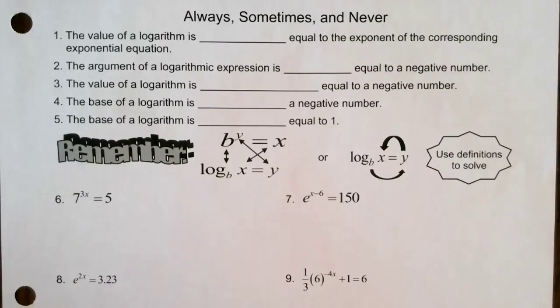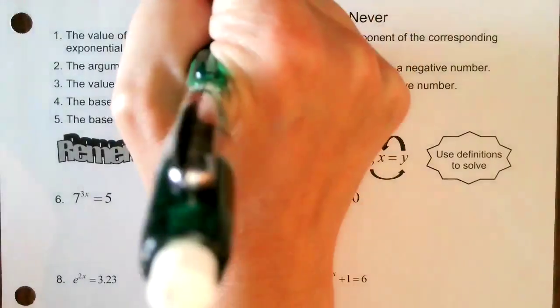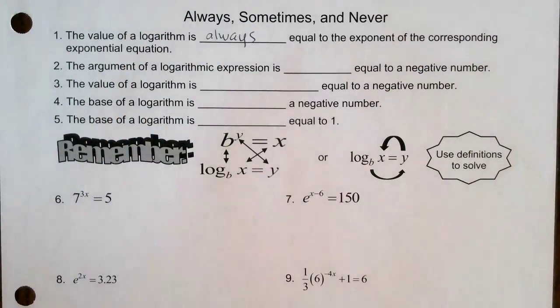Today we're going to learn how to solve exponential equations using logs. And so let's start with an always, sometimes, never to make sure you understand some of the things. The value of a logarithm is always equal to the exponent of the corresponding exponential equation. So we know that from the definition.